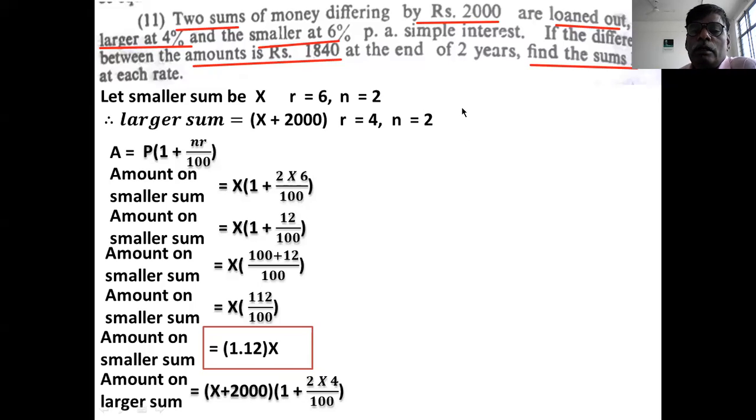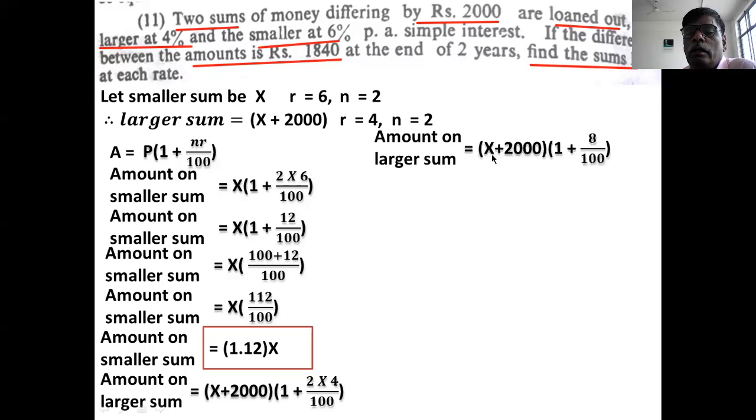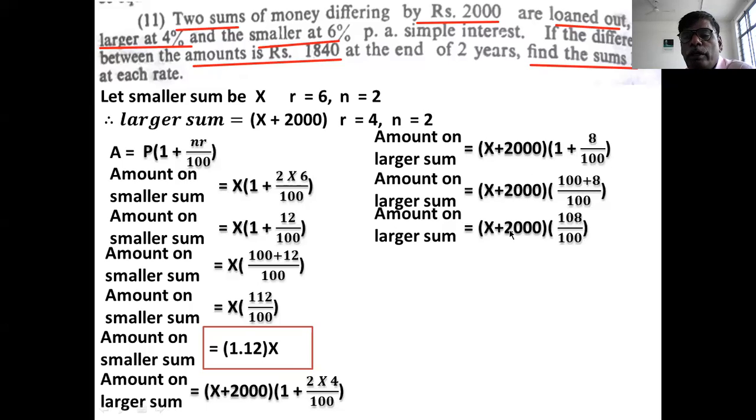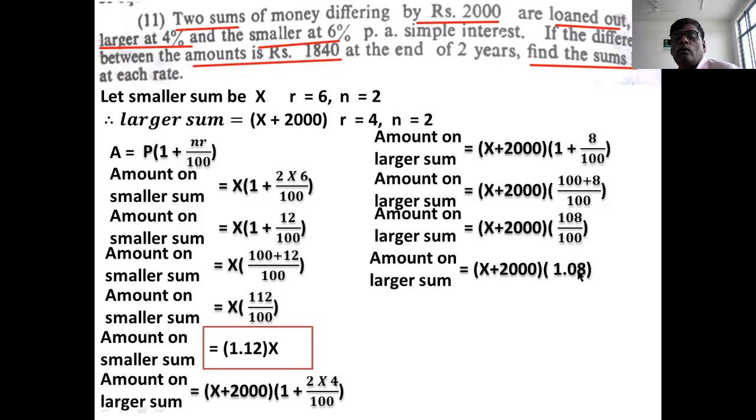In the next stage, amount on larger sum is equal to x plus 2000 into 8 by 100. 2 into 4, 8. 8 by 100. You take the LCM, 100 plus 8 divided by 100. Next step, x plus 2000, P value, 108 divided by 100. Next stage, x plus 2000 into 1.08. Am I right?